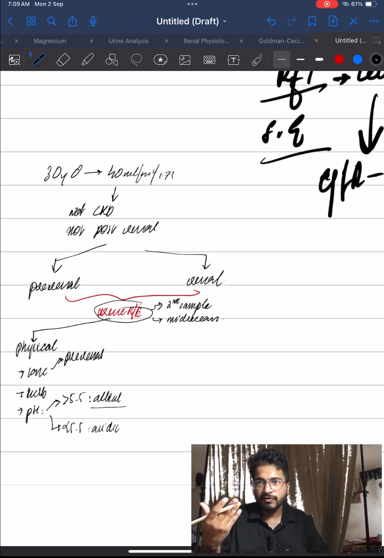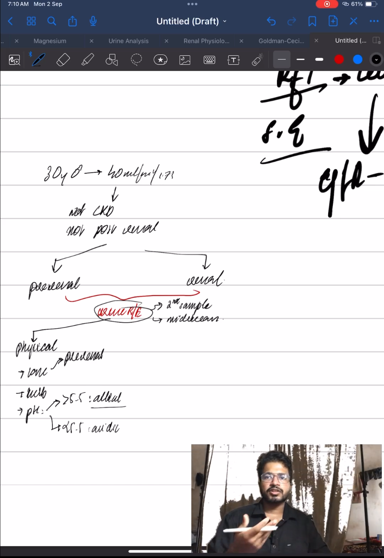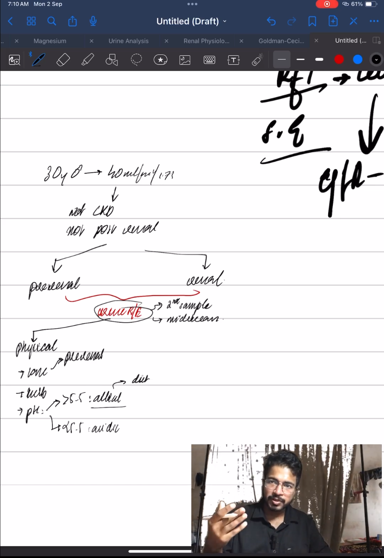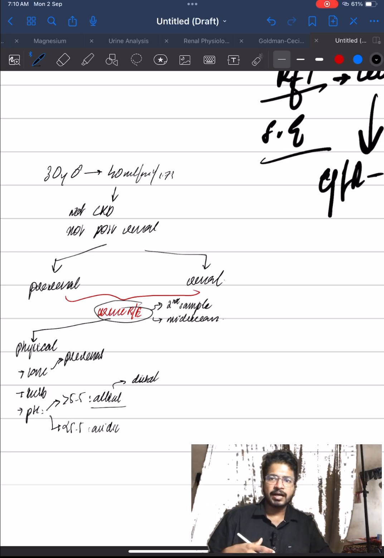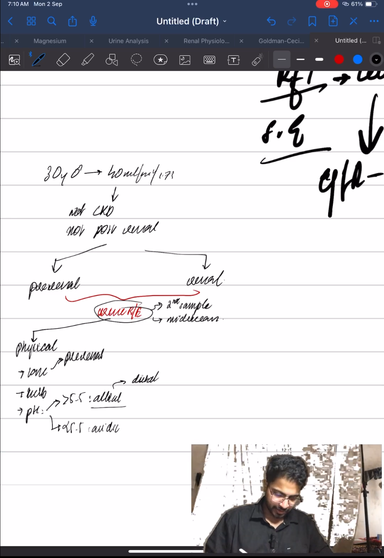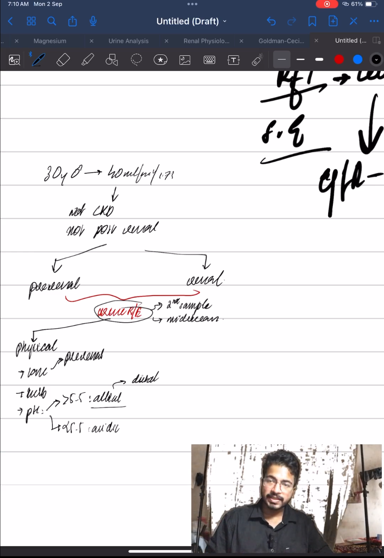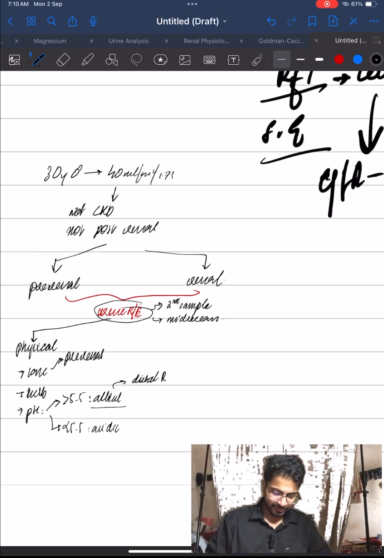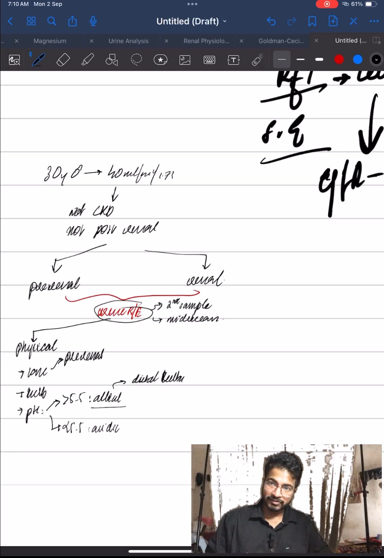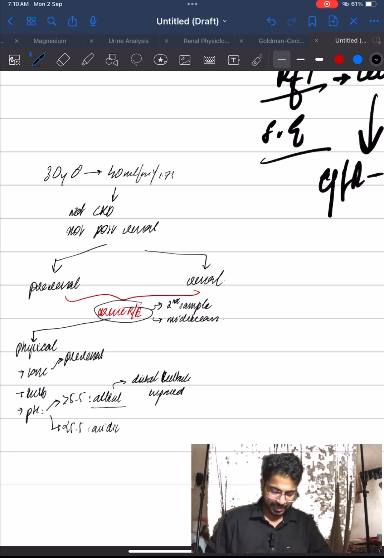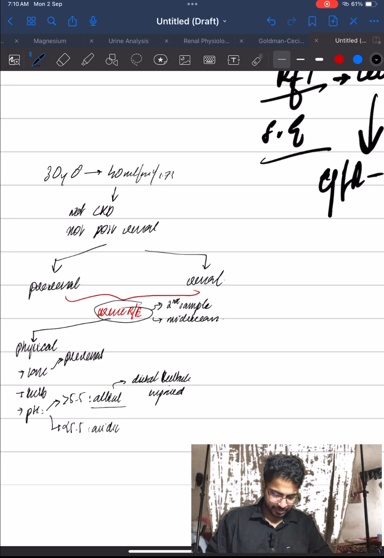So what is responsible for the acidification of urine? Distal tubule. The distal tubule is responsible for the acidification of urine. If the distal tubule is impaired, definitely we'll be having alkaline urine. So that's when distal RTA, or type 1 RTA, will have alkaline urine. That is one of the methods by which you will differentiate proximal RTA from distal RTA. Distal tubule impaired.